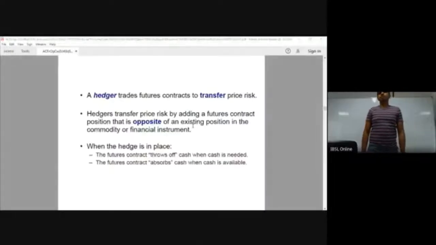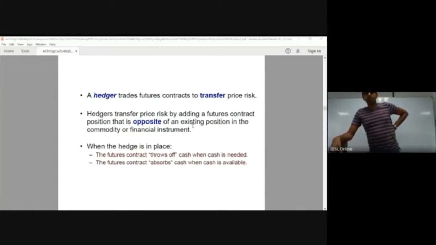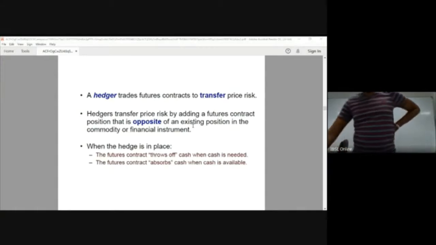A hedger trades futures contracts to transfer price risk. Right? So if I'm hedging, my objective is not to take the risk, but to transfer it to someone else. Hedgers transfer price risk by adding futures contracts positions that is opposite to an existing position in the commodity or financial instrument. When the hedge is in place, the futures contract throws off cash when cash is needed, and the futures contract absorbs cash when cash is available. Right? So let's see what it means.